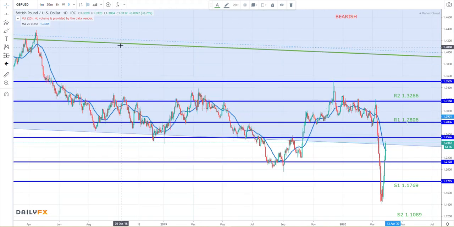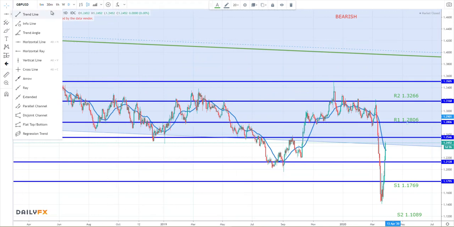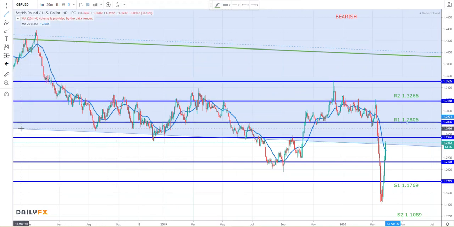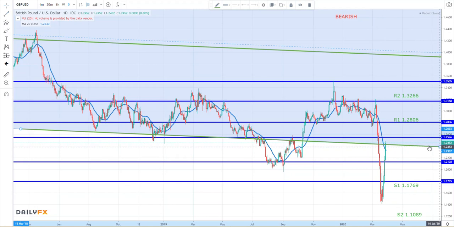If not, here's the parallel I drew to this main descending downtrend. We're just going to run into this trend line, where it is right now actually. It's going to run out of steam and fall back out.